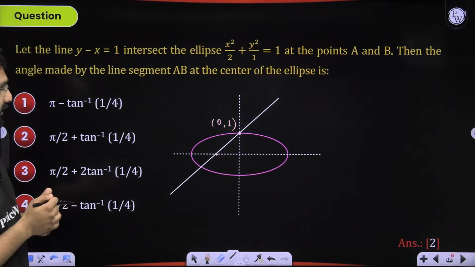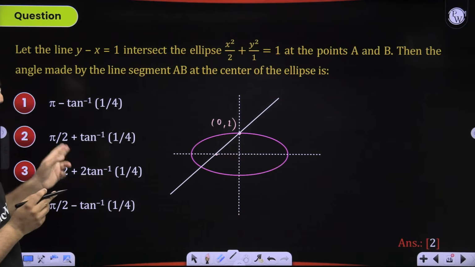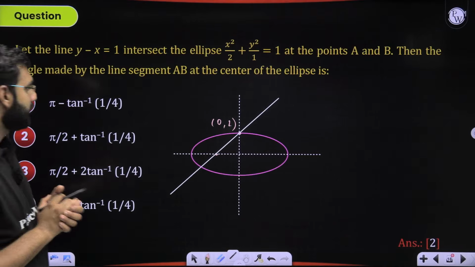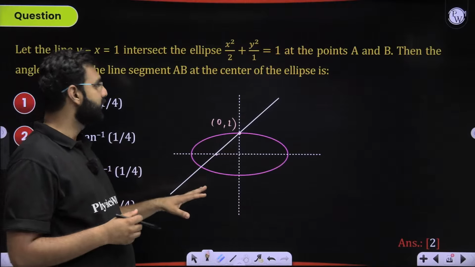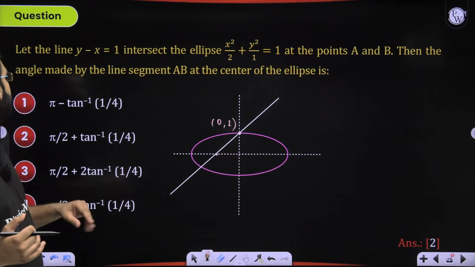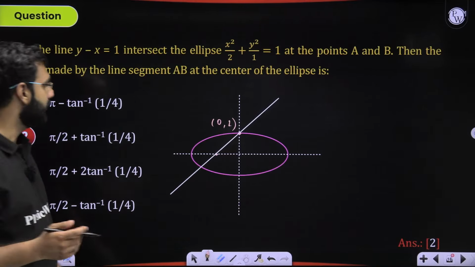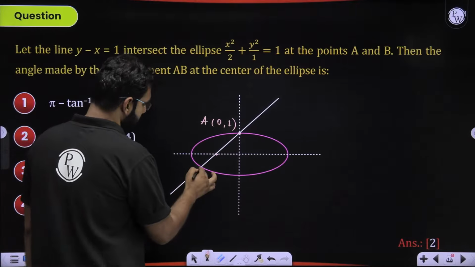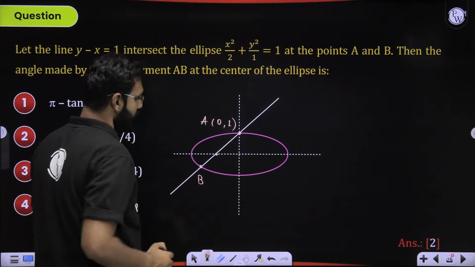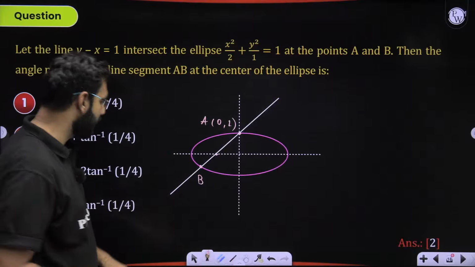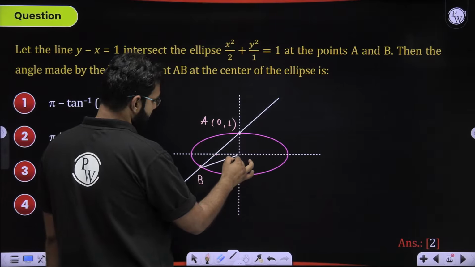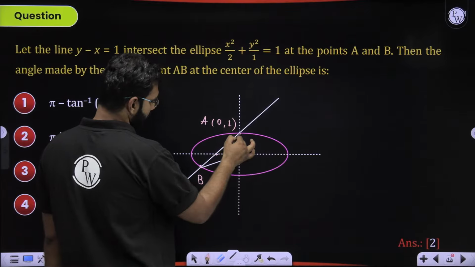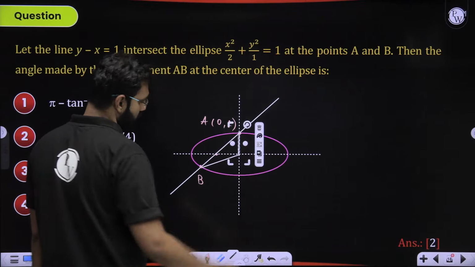Now, what are we asked? That this line and the ellipse are intersecting at points A and B. Then the angle made by line segment AB. So let's say this point is A. This point is what we are still supposed to figure out. Then this AB is making what angle at the center of the ellipse. So this angle they are interested in. This angle they are asking us to find out. First of all, did you understand the question, all the participants?